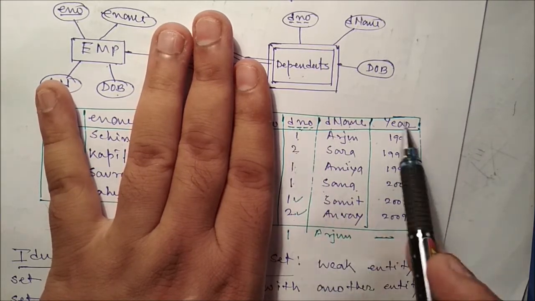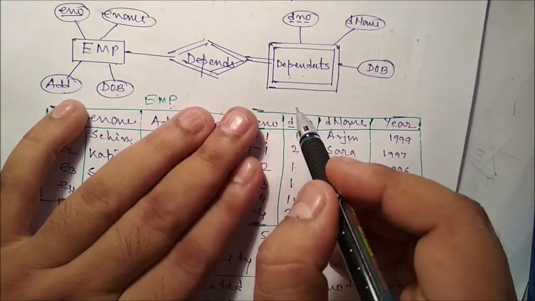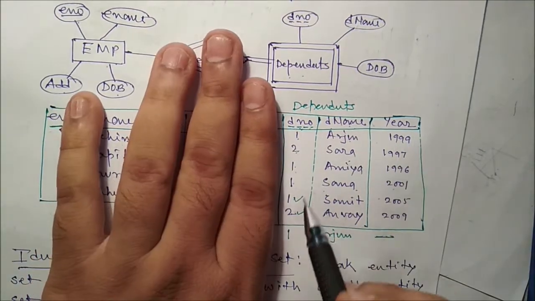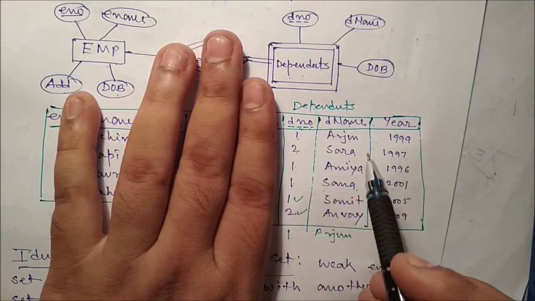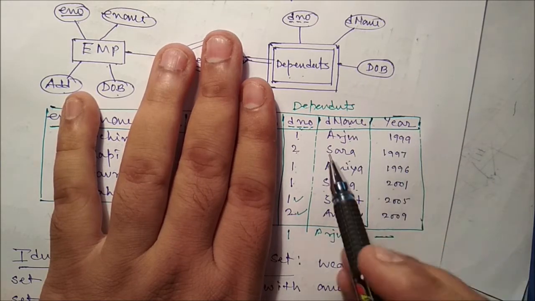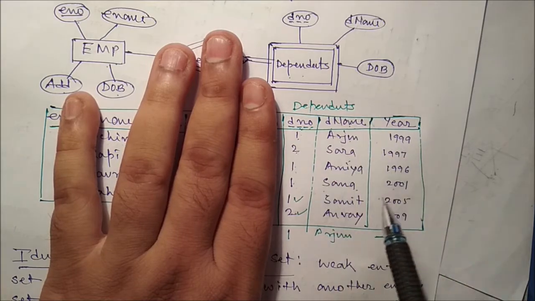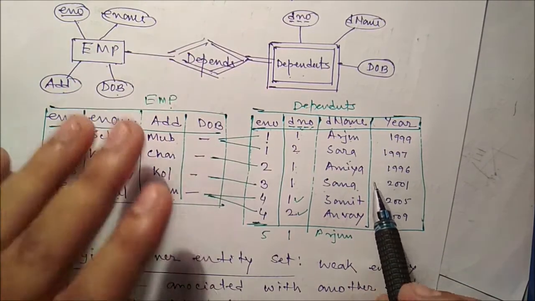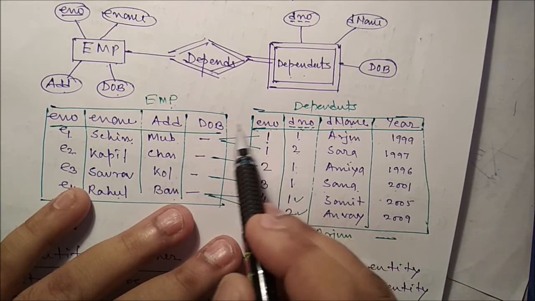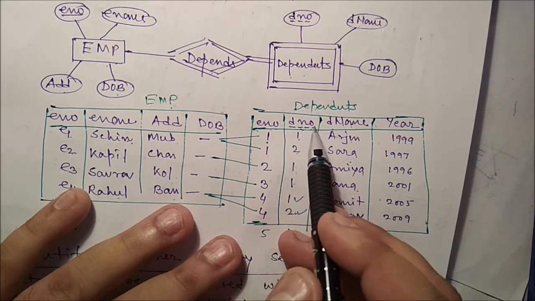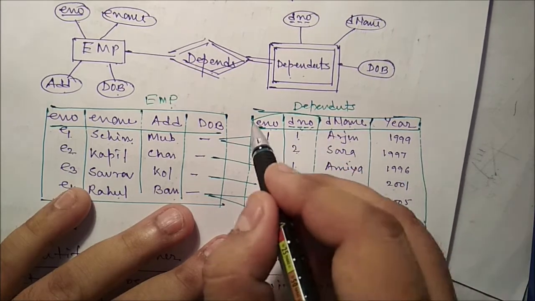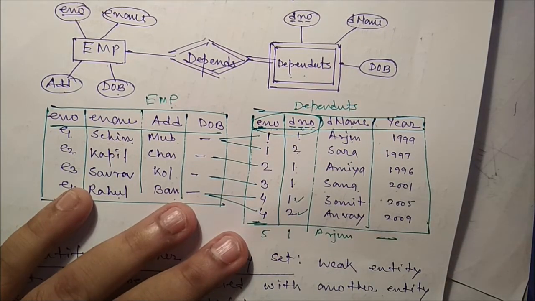Hence this particular entity set, whose name is Dependents, is a weak entity set, because it may not have sufficient attributes to form a primary key. But anyhow we have to form a primary key. So here we have to add the employee number. Through employee number and dependent number, we can form the primary key.